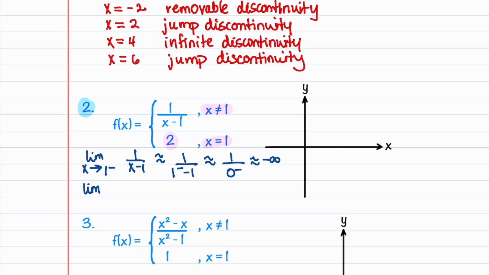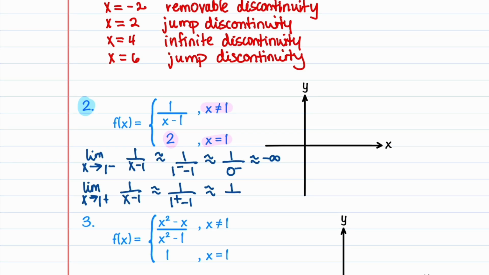Now let's look at the limit as x approaches 1 from the right. This one's easier. This is 1 over x minus 1. This is approximately 1 divided by 1 from the right minus 1. Think of this as 1.0001 minus 1. So this is 1 divided by 0 from the right. And this is positive infinity. Because our limits are infinite, we have an infinite discontinuity at x is equal to 1. So let's write down infinite discontinuity, we're just going to abbreviate that, at x is equal to 1.